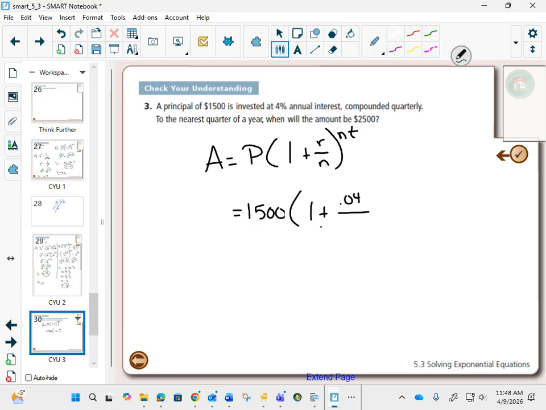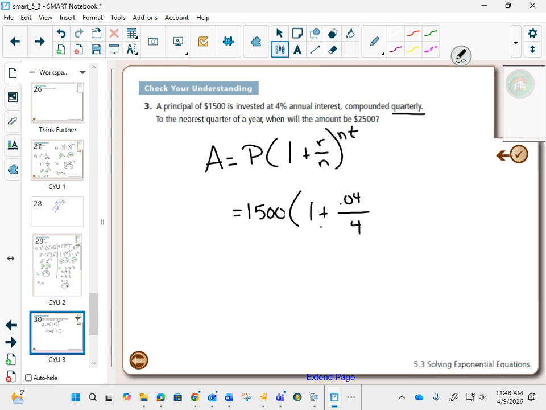Divided by the number of compounding periods per year, which can be tricky because you need to know some English. This one says quarterly. Quarterly is how many times per year? Every 3 months, but how many times would that be? 4 times per year. So that makes this a 4.